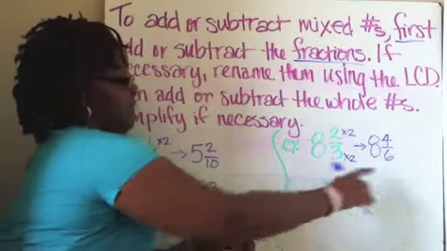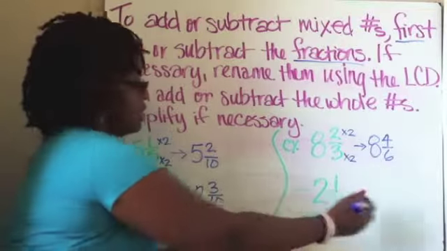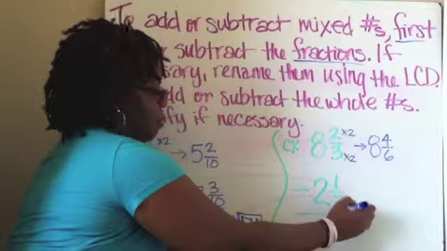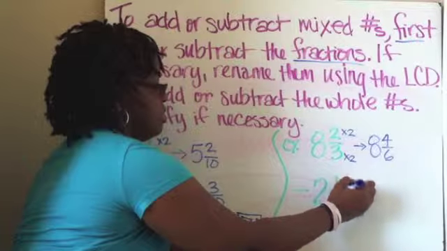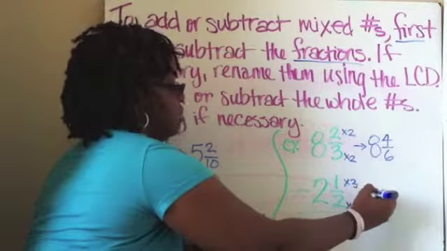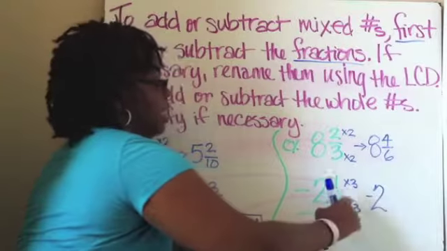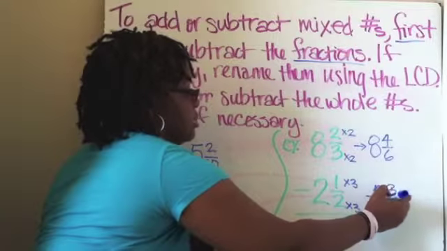Then I've got 2 1/2 again. I'm trying to get to that denominator of 6, so I'm going to multiply that 2 by 3 to get to 6, and I'll do the same thing to the numerator. So that means that I'm subtracting 2 3/6.